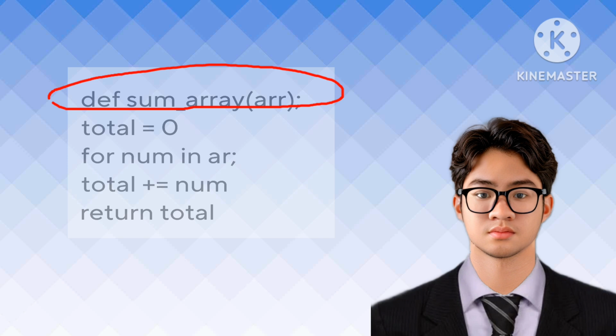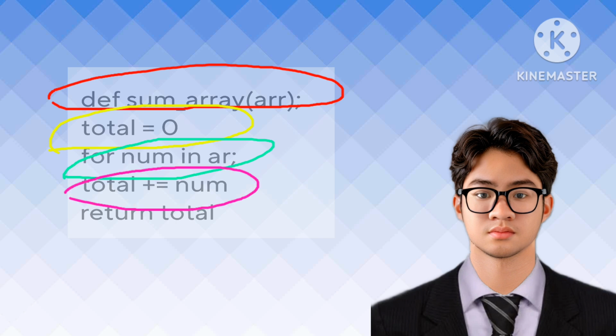This defines a function named sum_array that takes one argument, arr, which is expected to be a list of numbers. A variable total is initialized to 0 to store the sum of the elements in the list. The next part is the for loop, which iterates over each element num in the array.